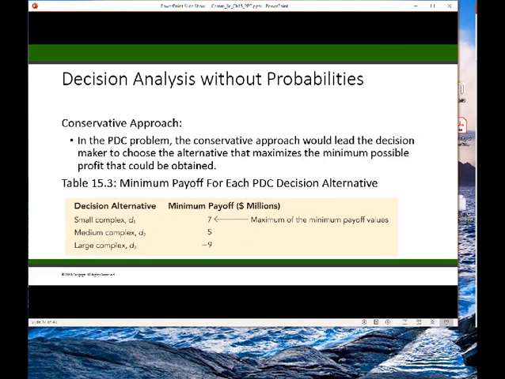The other approach is the conservative approach, and it evaluates each decision alternative in terms of the worst state of nature that can occur. The decision alternative recommended is the one that provides the best payoff in the worst state of nature.